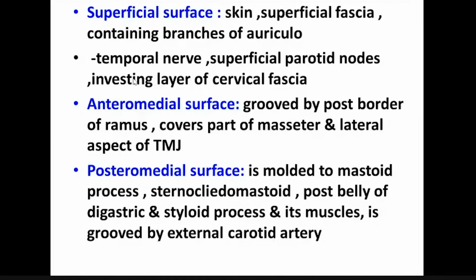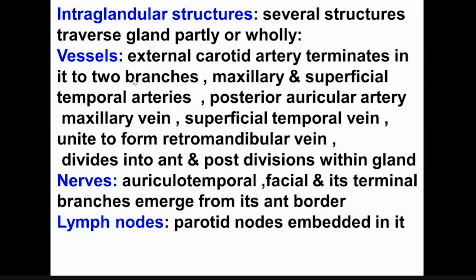The superficial surface is covered with skin, superficial fascia containing branches of the auriculotemporal nerve and the superficial parotid nodes, and then we have the investing layer of deep cervical fascia. The anteromedial surface is grooved by the posterior border of the ramus, and covers part of the masseter and the lateral aspect of the TMJ. The posteromedial surface is molded to the mastoid process, sternocleidomastoid, posterior belly of digastric and styloid process and its muscles, and is grooved by the external carotid, which enters the gland.